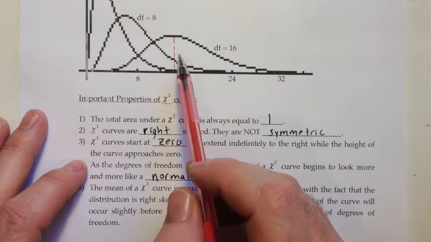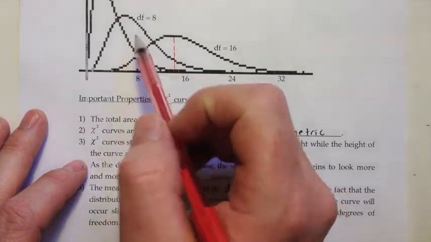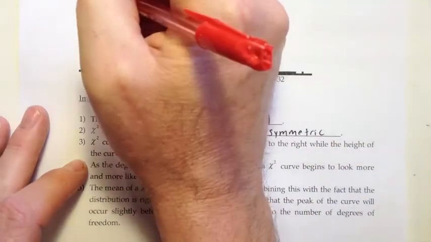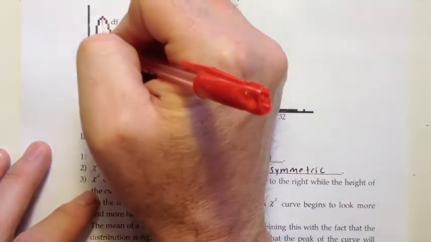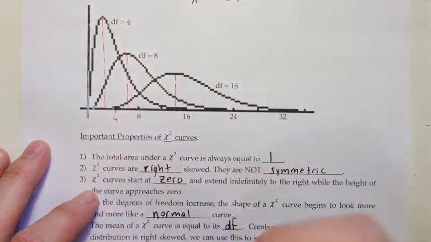When a curve is right-skewed, rather than the mean being at the peak, it's a little to the right. If the df is 8, drop down from that peak, and the mean of 8 is just a little to the right. If the df is 4, you can drop down from that peak, and then 4 would be just a little bit to the right of that.